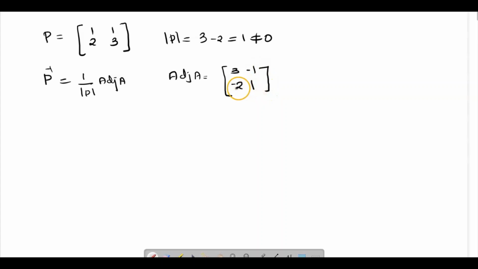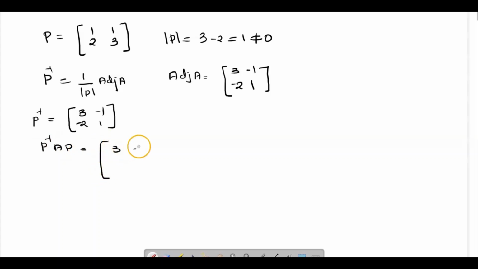So the P inverse is 3, minus 1, minus 2, 1. You know the inverse of a 2 by 2 matrix: reversing the elements of the diagonal and putting minus to the off-diagonal elements. We get the adjoint. So P inverse is 1 by determinant, which is 1, 1 by 1 is 1. So P inverse is 3, minus 1, minus 2, 1. Now let's find P inverse into A into P.